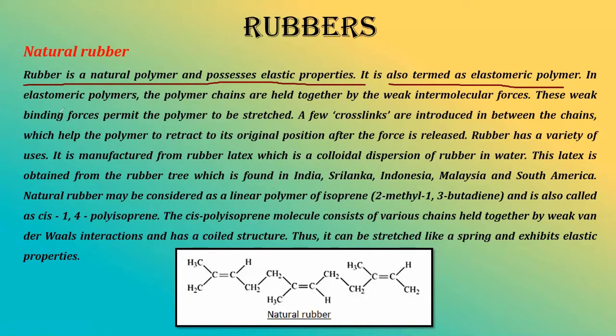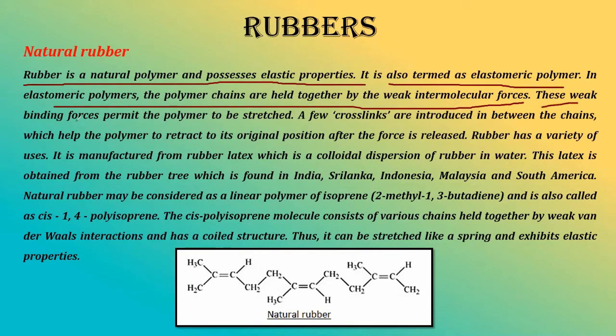In elastomeric polymers, the polymeric chains are held together by weak intermolecular forces. Why weak intermolecular forces? Because they have the property to expand. Now, expansion is possible only if, for elastic properties, this type of compounds are having weak intermolecular forces.